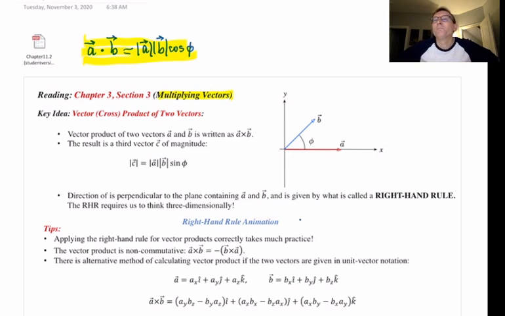Okay, now, it may not surprise you, if you didn't already know it, to learn that there is a second way to multiply two vectors, such as the A and the B that we have drawn here in our diagram. But in this second way of multiplying two vectors, the outcome is not a scalar. It is a third vector, a new vector. And so this second method of multiplying two vectors is going to be called the vector product of two vectors.